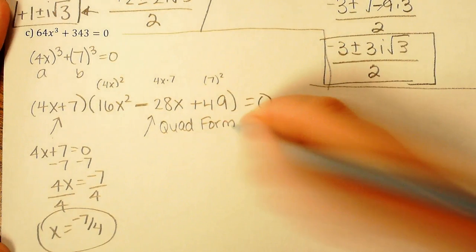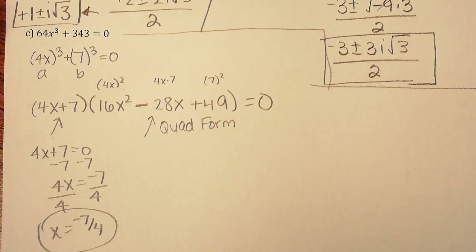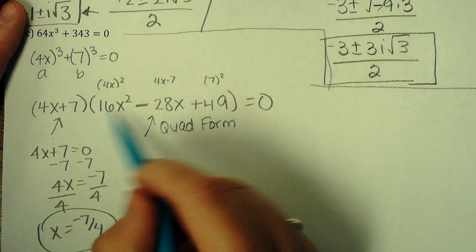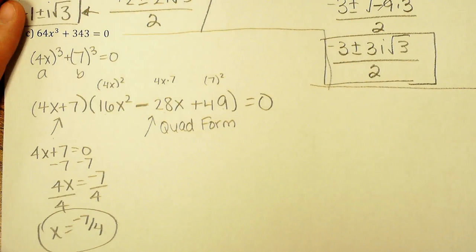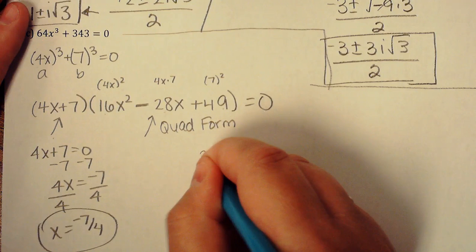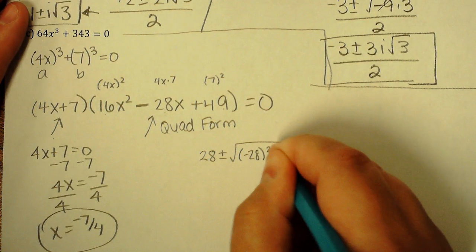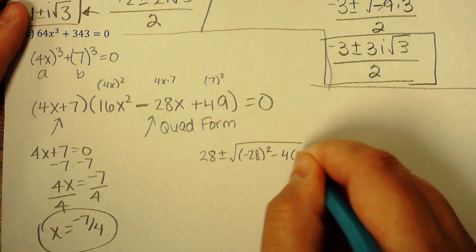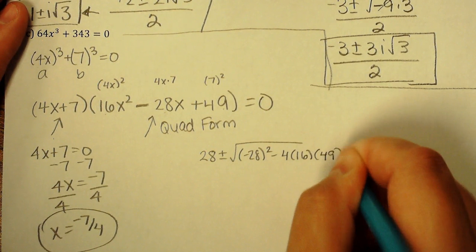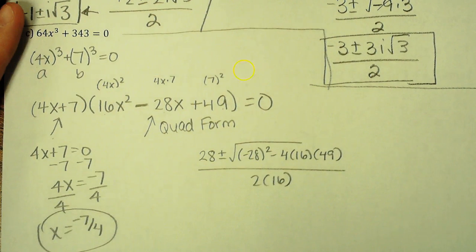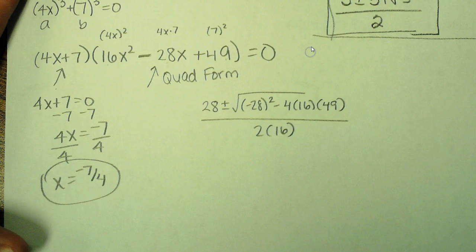I'm going to use the quadratic formula. I wanted to use this as a practice question because these numbers are a little bit bigger. So a is 16, b is negative 28, c is 49. So the opposite of b is going to be 28 plus or minus the square root of negative 28 squared minus 4 times 16 times 49, all over 2 times 16. So this is going to be a little bit bigger number to simplify.